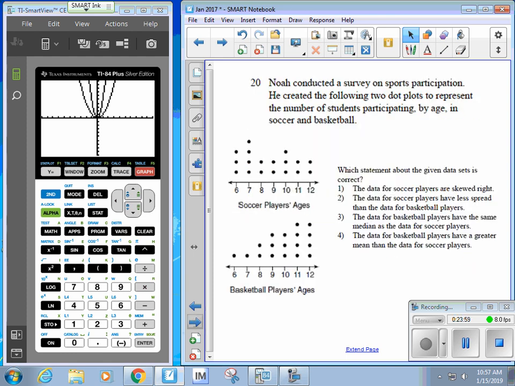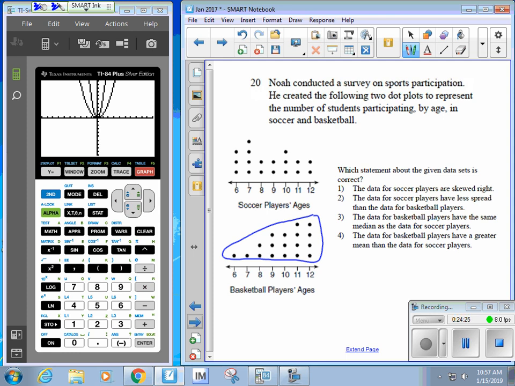Next one, 20. This is some statistics talking about mean, median, spread of the data, which is your standard deviation. So Noah conducted a survey. He made some dot plots. It's basically just the ages of soccer players and ages of basketball players. And you might be able to notice something about the data. The basketball players have more of older kids, and the soccer players have more of a balance.